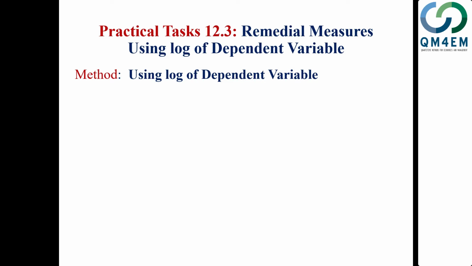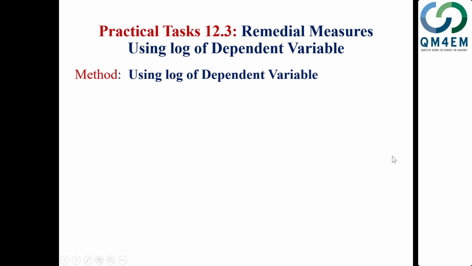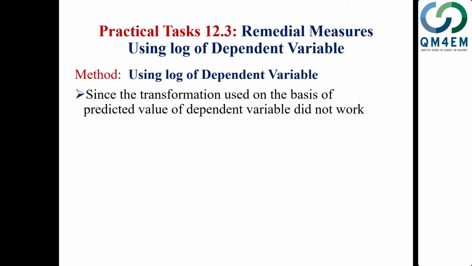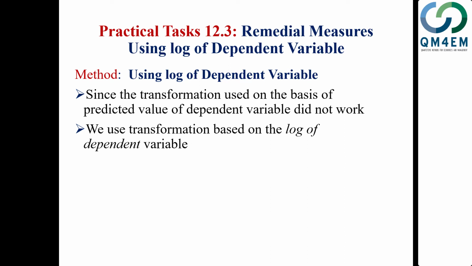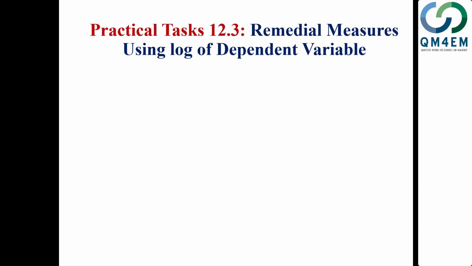So this time we apply the remedial measure using the log of the dependent variable. Instead of using the forecasted value of the dependent variable, we use the log of the dependent variable. So this task is slightly simpler compared to the previous task. We use the log of the dependent variable in this method, and we use it in the transformation because the previous method of using the predicted value of the dependent variable did not work. So we transform our dependent variable, and then we use this procedure on the next slide, and we see if this procedure works.